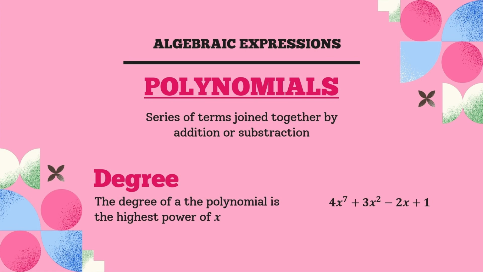The degree of a polynomial is the highest power of x in that polynomial. So we can see from the example before, the highest power of x is 7. So this polynomial is in x of degree 7.